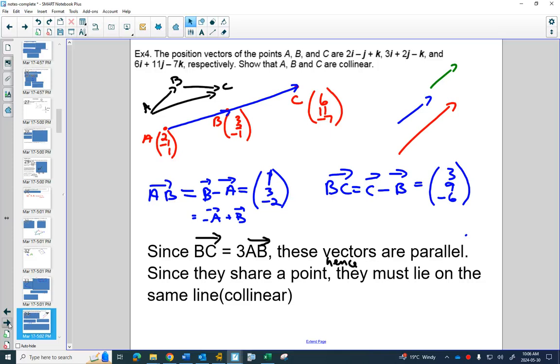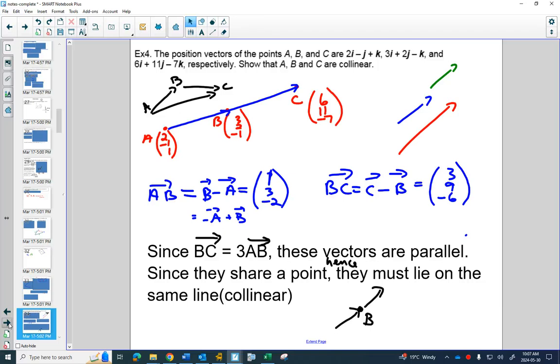And since they share a point, if you have one parallel vector and another parallel vector, and they have the same point in the middle, they must lie on the same line. I think this is the shortest way to show that these three are parallel.